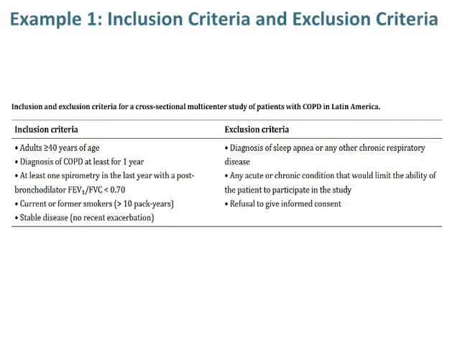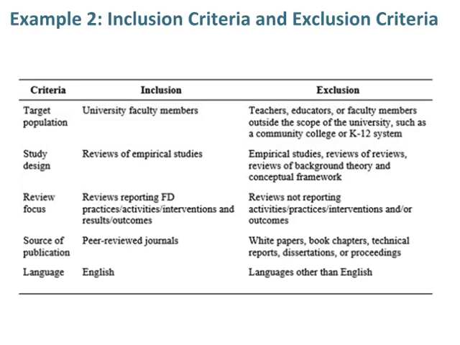An example of inclusion criteria and exclusion criteria is given to get an idea. How you will use criteria for a cross-sectional multi-center study of patients with COPD in Latin America. Example 2 of inclusion criteria and exclusion criteria is given to get an idea, in order to make criteria for target population, study design, review focus, sources of publication and language, easily.